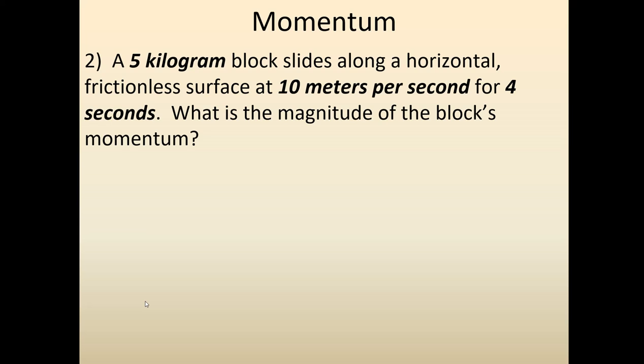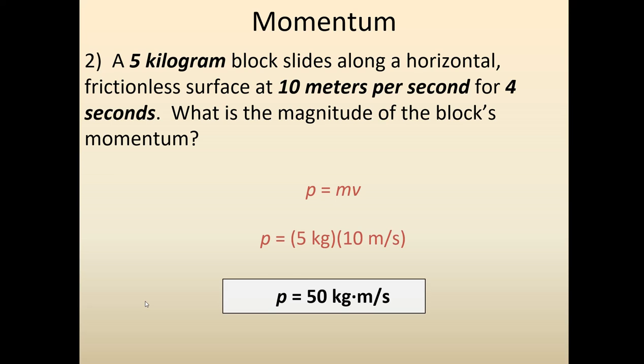All right. So here they want to know what the magnitude of the block's momentum is. They tell us the time, but that's just a red herring. All we need is mass and velocity. So 5 kilograms and 10 meters per second gives us 50 kilogram meters per second.